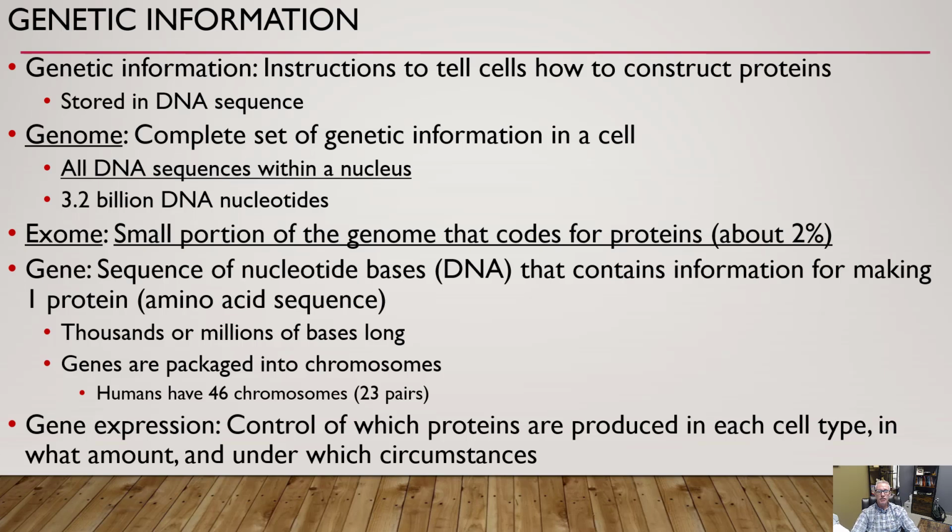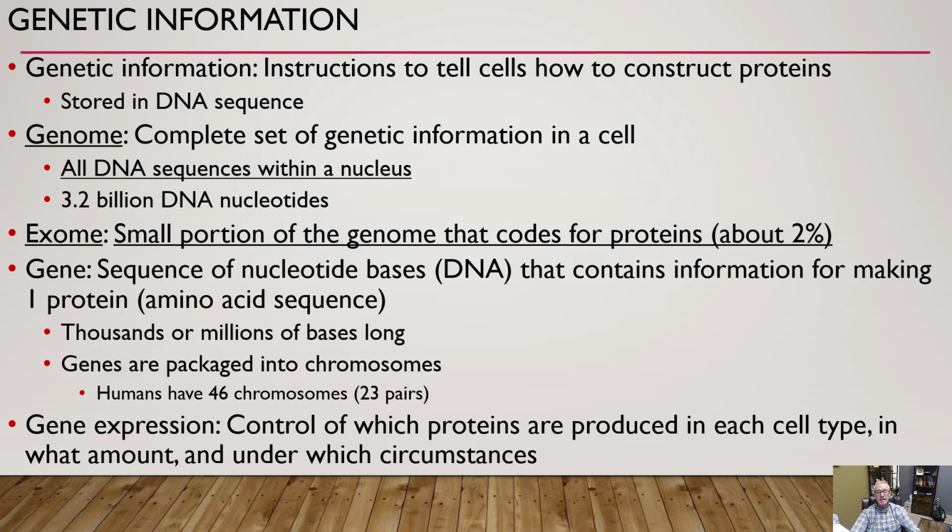Remember that genetic information is the instructions that tell our cells how to construct proteins. It's stored in our DNA sequence. We have this thing called a genome. It is basically our complete set of genetic information. It's all of our DNA sequences within our nucleus. It contains about 3.2 billion DNA nucleotides. And a portion of that is called our exome. Our exome is a portion of our genome, about 2%, that codes specifically for protein synthesis.